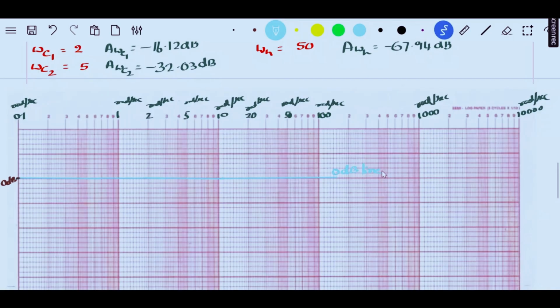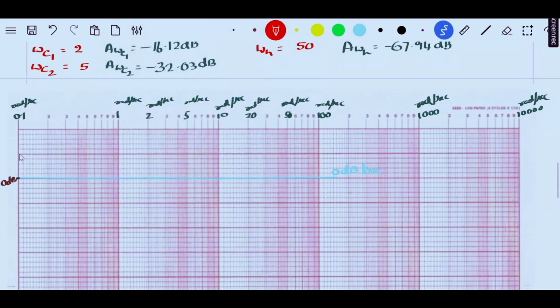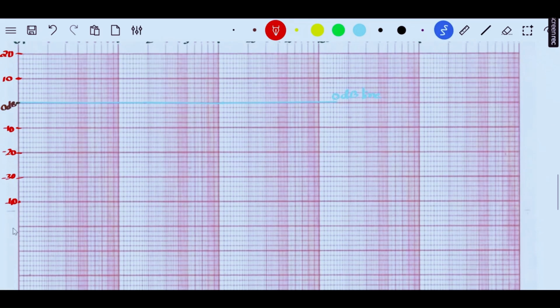Okay. Now I'll mark the magnitude. So let me take this as 10, this as 20. At the bottom I have minus 10, minus 20, minus 30, minus 40, similarly minus 50, minus 60, minus 70 till here.